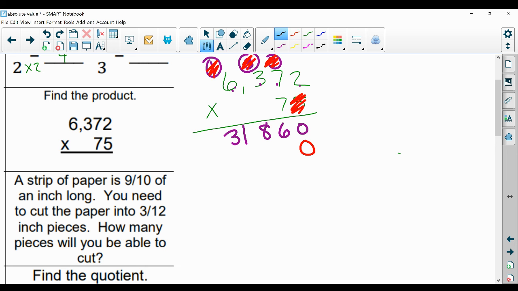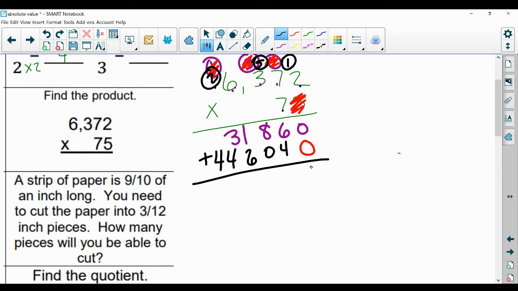And now the 7 has to touch every digit as well. So 7 times 2 is 14. 7 times 7 is 49, plus 1 is 50. Here's my 5. 7 times 3 is 21, plus 5 is 26. I can write my 6. 7 times 6 is 42, plus 2 is 44. Then we add it up. Count my decimal places, 1, 2, 3, comma. And there is our product for this answer.